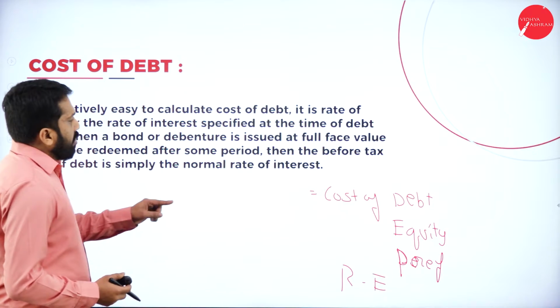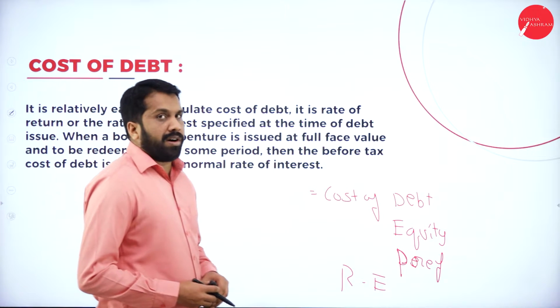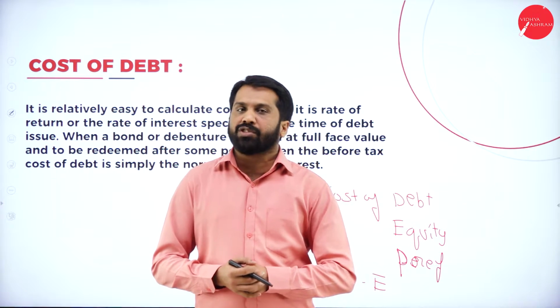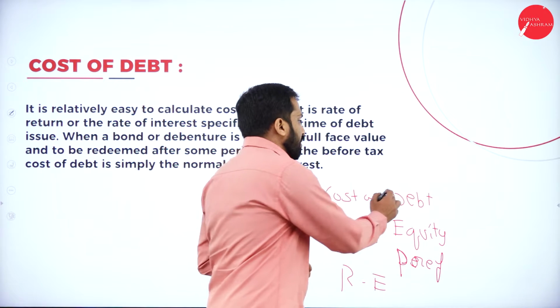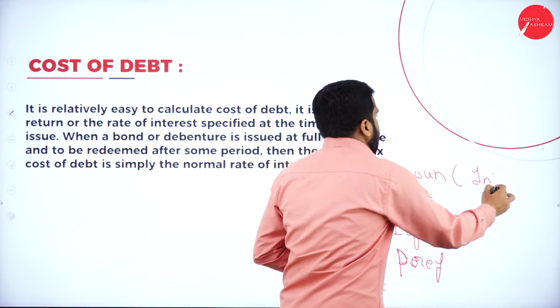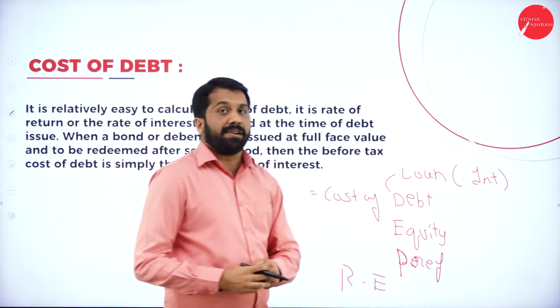Now, cost of debt. Debt means what? You have collected money from the public in the form of debenture. Debenture means, remember, this is a loan. You have to pay them interest. This is called debenture.